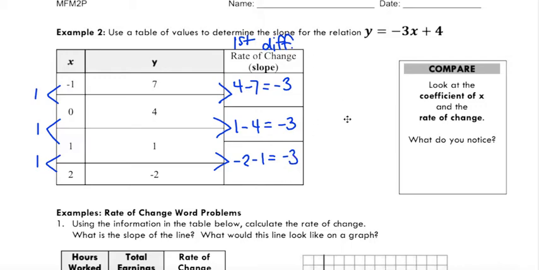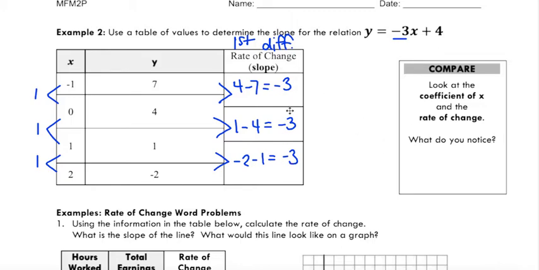So that's what I want, okay? So the rate of change for linear relations should be the same, or the first differences will be the same for each of those. Now let's take a look at the coefficient of x. Remember, the coefficient is the number directly in front of a variable, and the operation that happens between these two is multiplication. So the number in front of my x, or my coefficient, is -3.